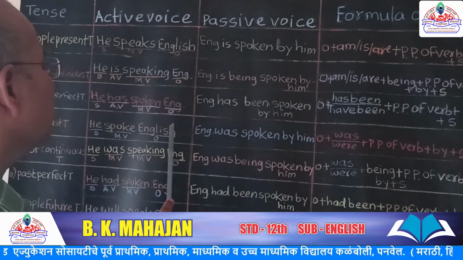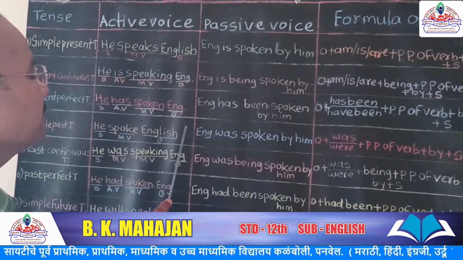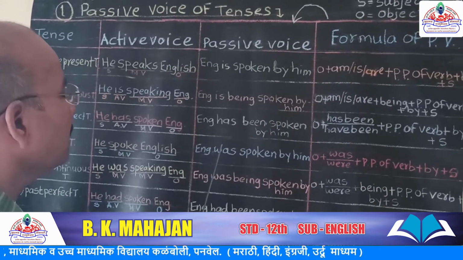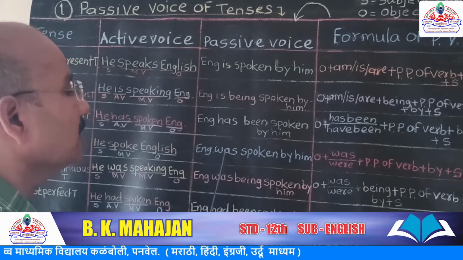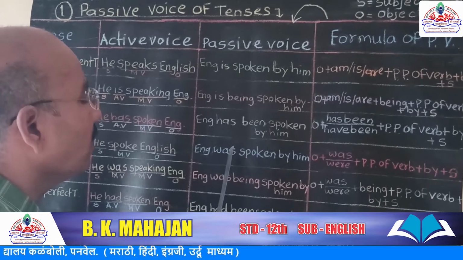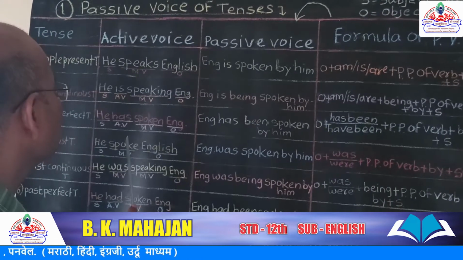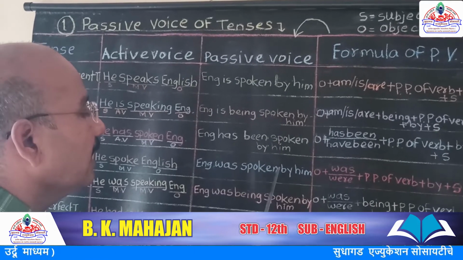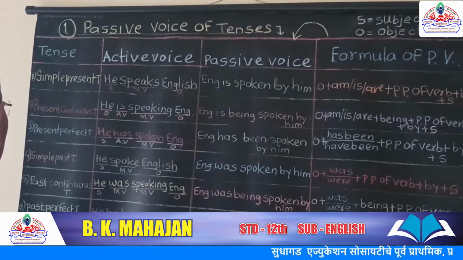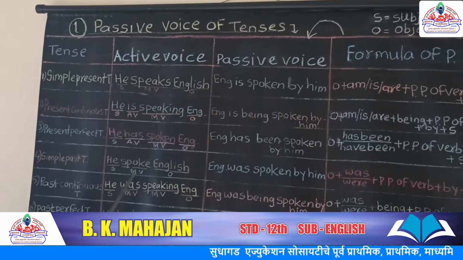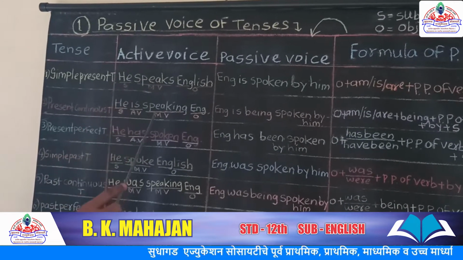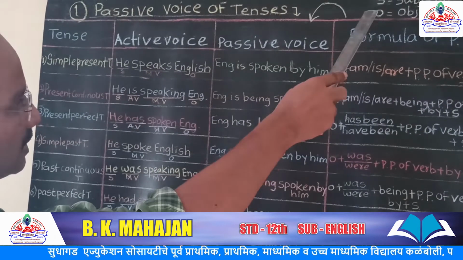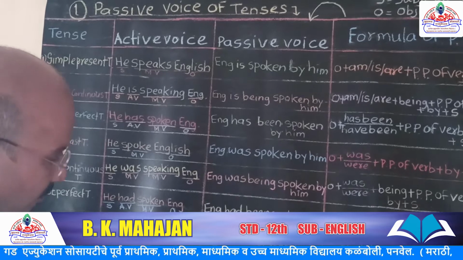The object in this sentence is English. We have taken English at first. English is a singular word. Therefore, we have taken was. The third form of verb is taken here. Then by, then subject. In the same way, we have converted this sentence of active voice in passive voice with the help of these formulas.